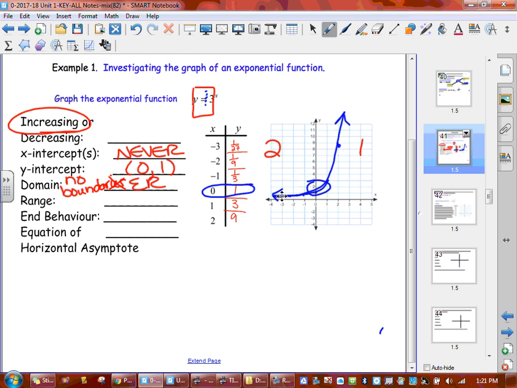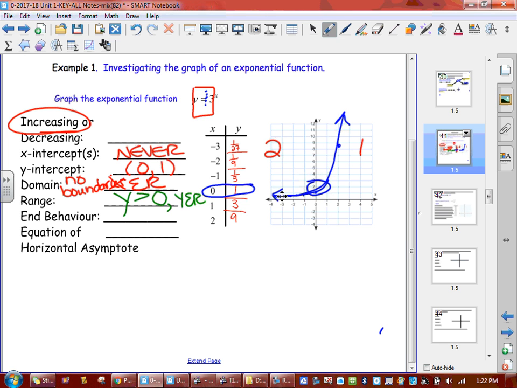Now the range does have a boundary. We're never going below 0 because we can't touch that x-axis. So that means our range will always be y has to be greater than 0, and then comma y ∈ R. Okay? So as long as it's above 0, it can be absolutely anything. That's what the y ∈ R on the end means.